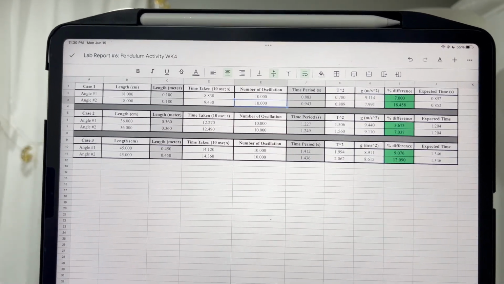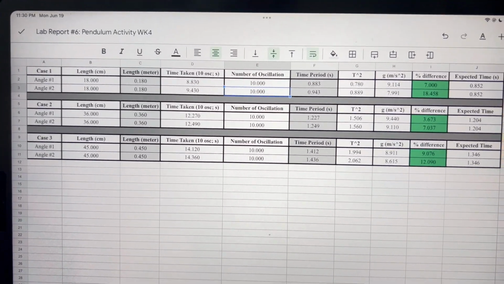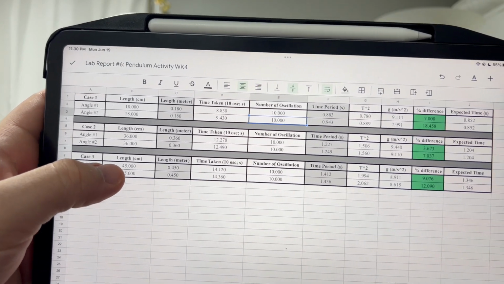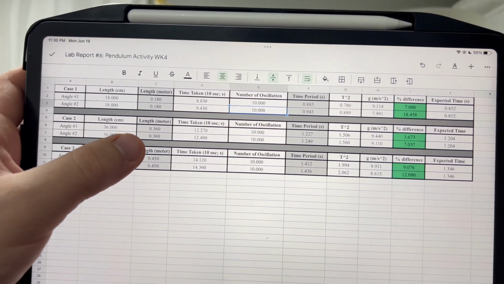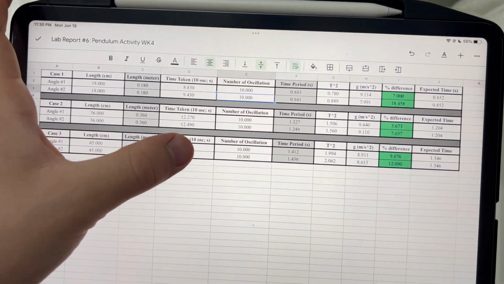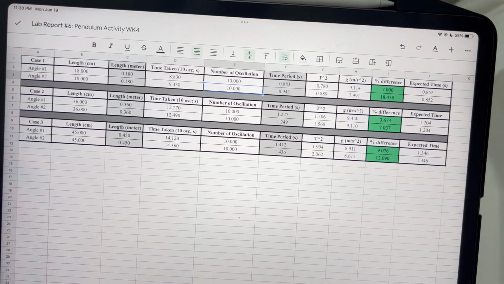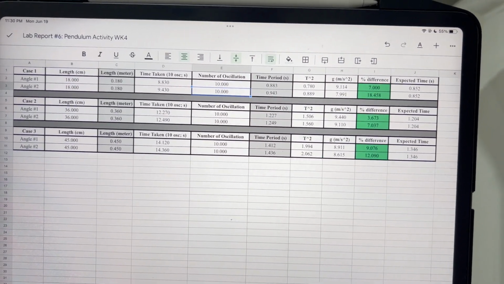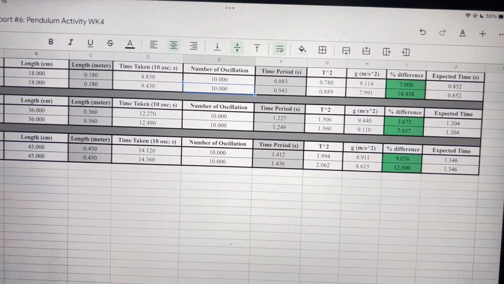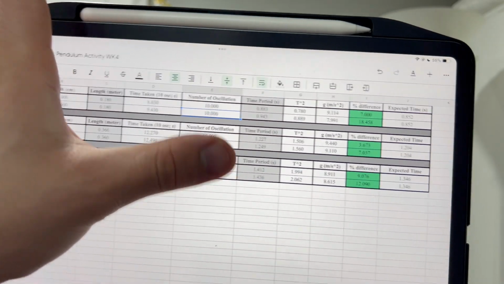As shown here in the table that we've used to record our data, the lengths are set on this column, and we have them converted into meters. Here's the time taken that we have recorded for 10 oscillations of the mass, and the time period recorded in seconds is shown right here in this column highlighted in gray.